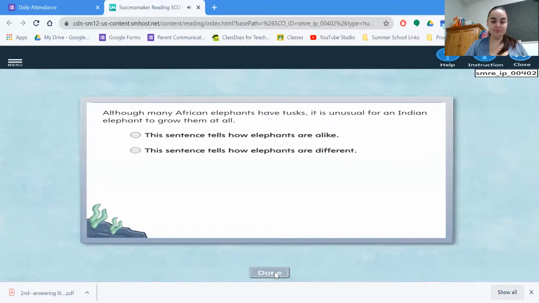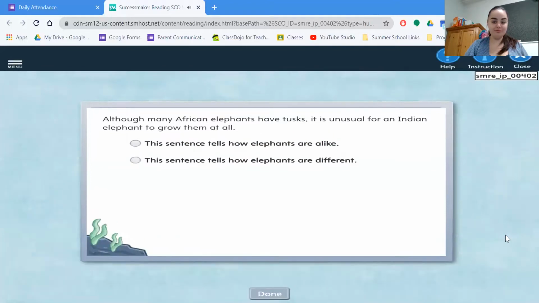Read each sentence, then choose the answer that tells whether the sentence is comparing or contrasting ideas. Although many African elephants have tusks, it is unusual for an Indian elephant to grow them at all. So although is another one of those words for comparing two things to each other. Well, although typically tells us, okay, this one does this, although that one does that. So they're different, which means that they are contrasting. So how they are different.